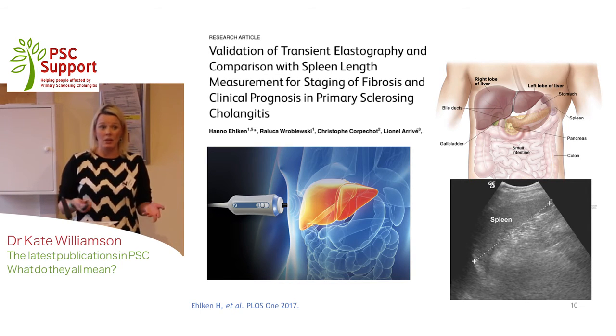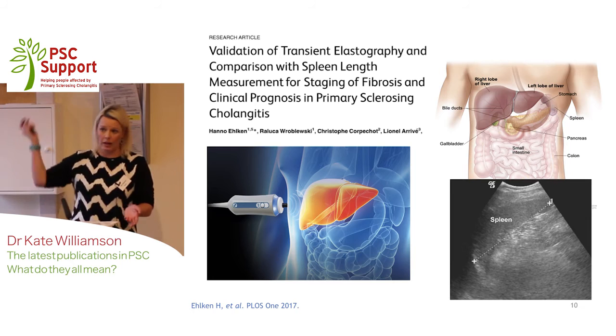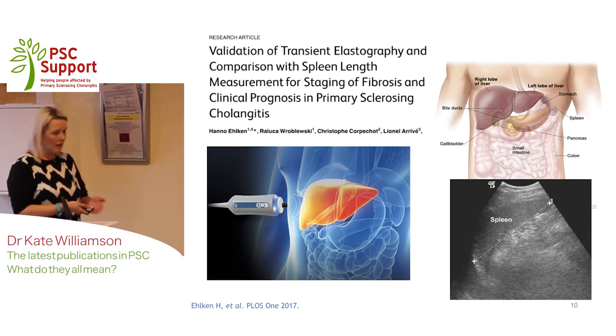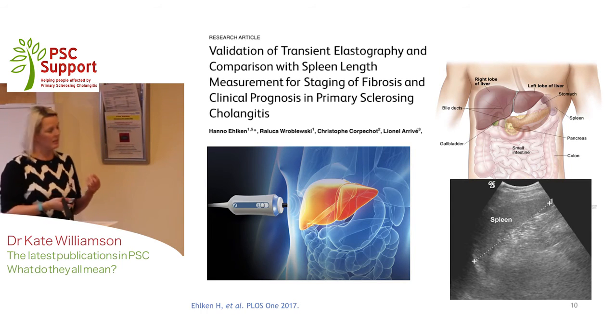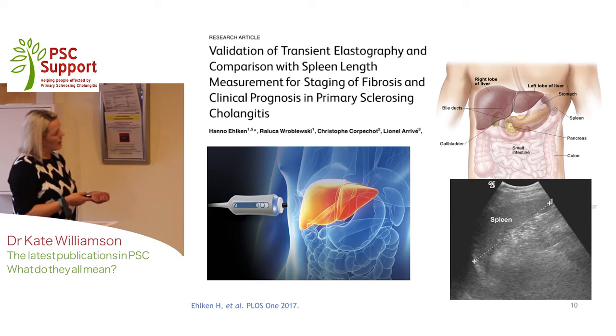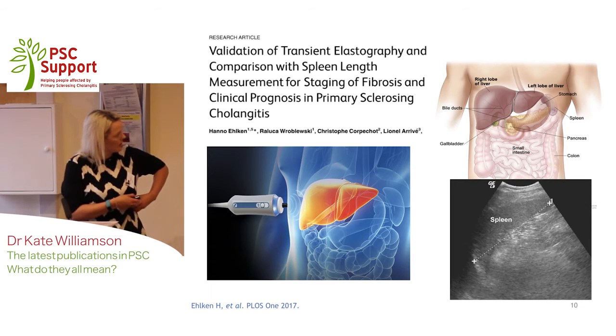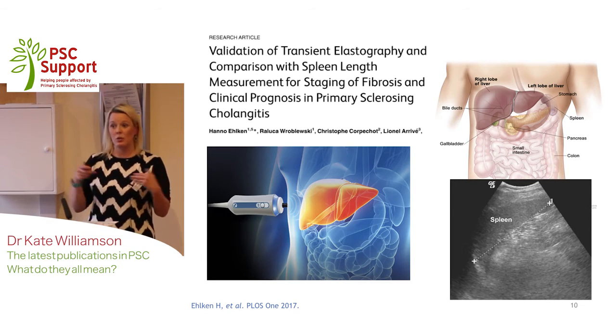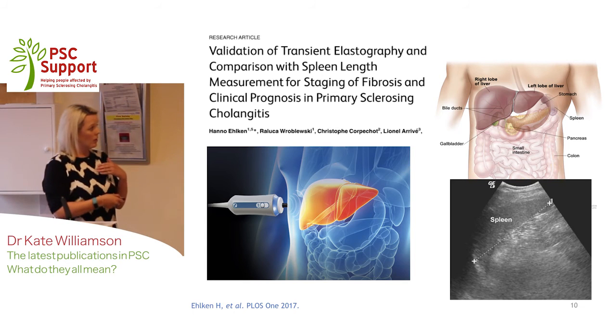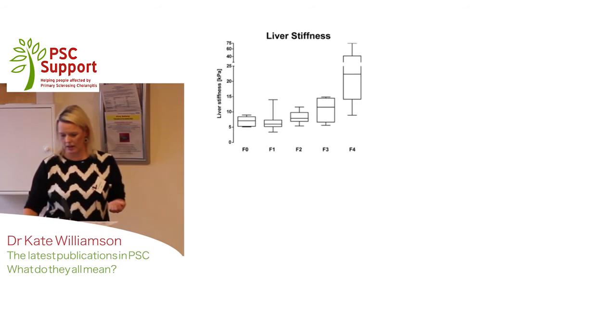It gives us a number which could be anywhere from 1 or 2 up to the 60s, and the higher the number is, the stiffer the liver is. And the spleen length: your liver's here on the right, this is all mirror image, your spleen is over on the left, so there's your spleen there, and the spleen enlarges as your liver disease progresses. So they also looked at an ultrasound image of the spleen and what the length of the spleen was, and whether that also corresponded with outcome.